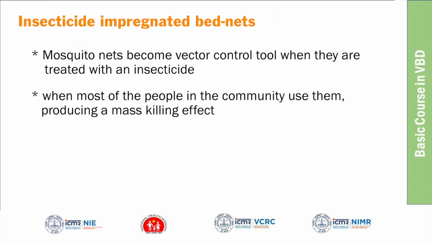Now how does it become a vector control option, insecticide impregnated bed nets or LLIN? Mosquito nets become a vector control tool when they are treated with the insecticide. LLIN is treated with the insecticide, and when most of the people in the community use them, producing a mass killing effect, then it comes under vector control options.